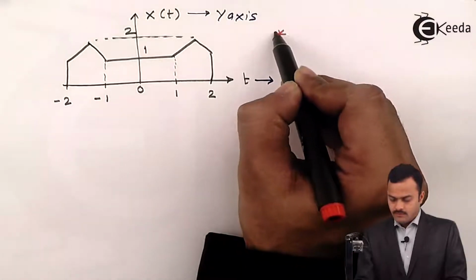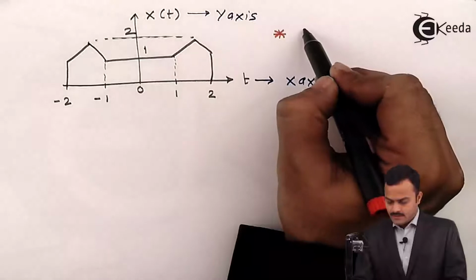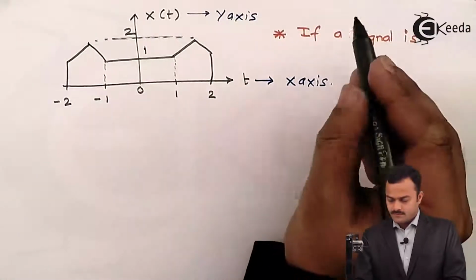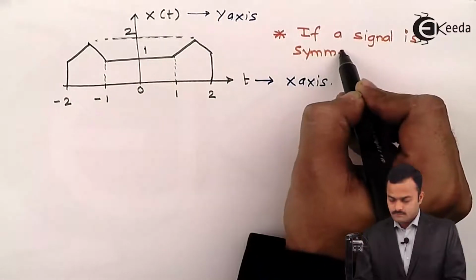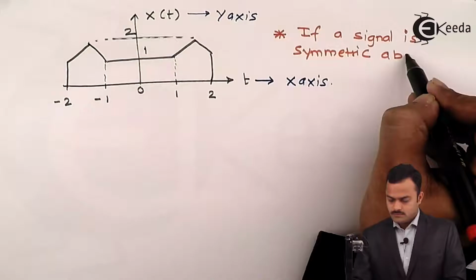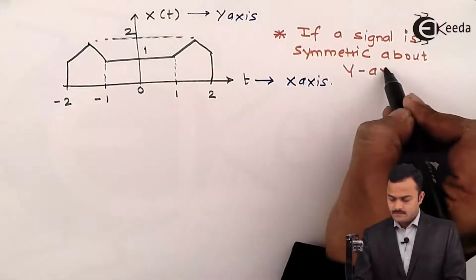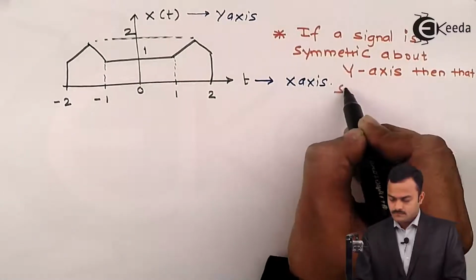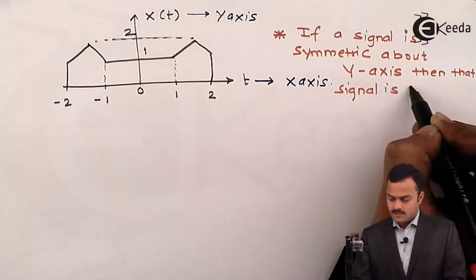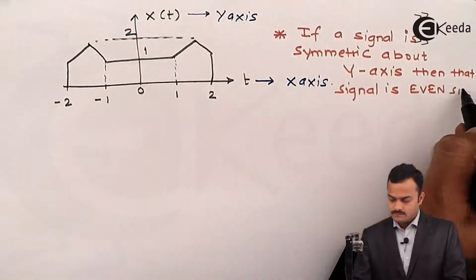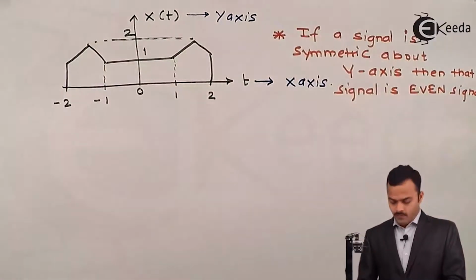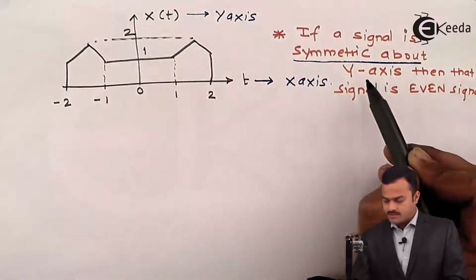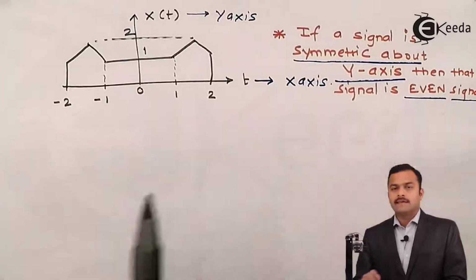So in other words, from the graph or plot, I can say if a signal is symmetric about y-axis, then that signal is an even signal. So I repeat, a very important observation we have come across from the plot. If a signal is symmetric about y-axis, then that signal is an even signal.